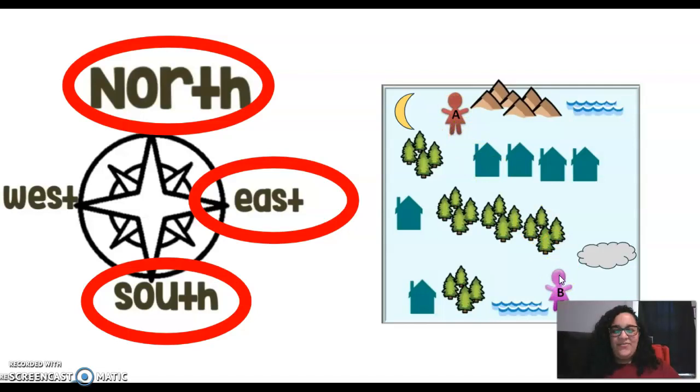Last one. Let's see if you guys can get it. Where is the moon to girl A? Where is it? You guys are really smart. I knew you'd get that. It's west to girl A because it's on her left-hand side. Awesome. You guys are so, so smart. I knew it.